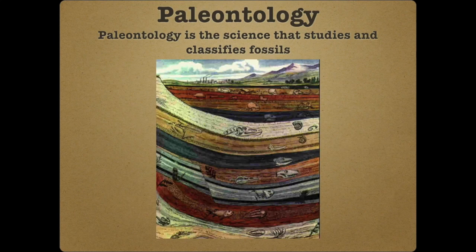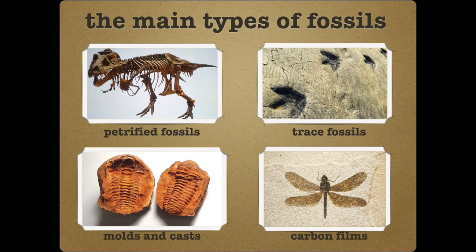Paleontology is the term that describes the science of studying and classifying fossils. The 5 types of fossils we're going to talk about are petrified fossils, trace fossils, molds, casts, and carbon films.